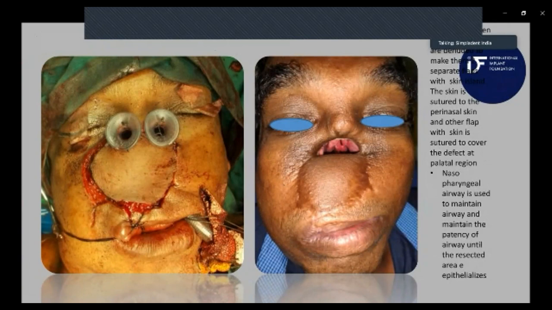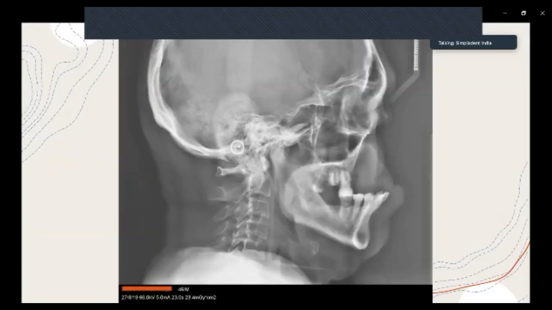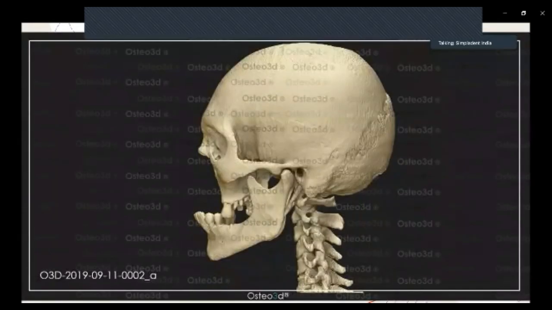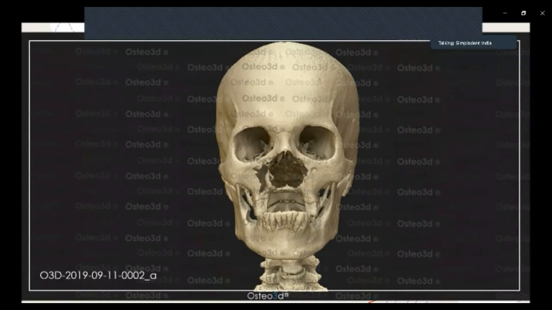the facial aspect. So this is the condition we were having, the defect in the oral cavity, the nasal defect was there. This is also the defect, as you can see in the OPG, the lateral cephalogram, and the CT. The defect is there.